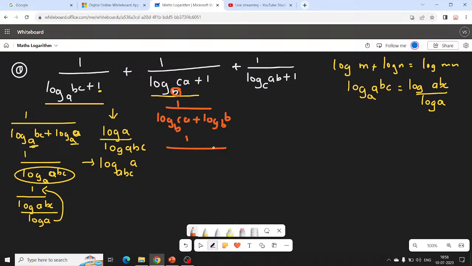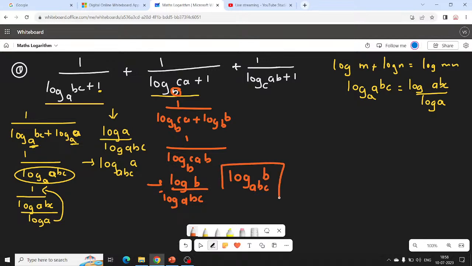1 divided by log ABC to the base B. Otherwise, this is log B divided by what? Log ABC. Or this can also be written as what? Log B to the base what? ABC. This is the second term which I get. This is the first term which I get.